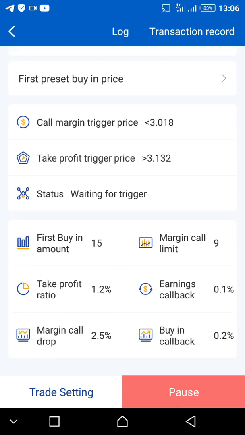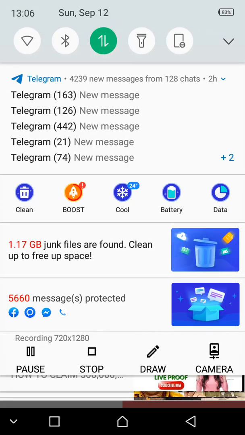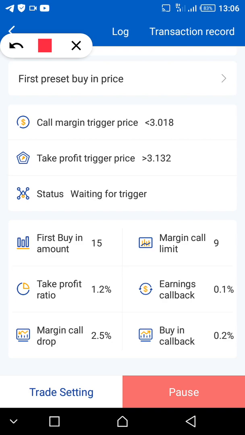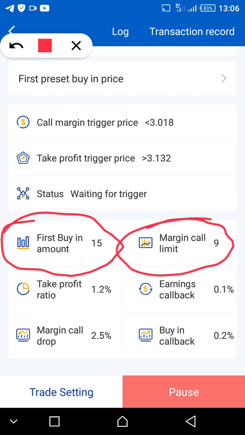Now let's go there. First buy is 15. That is how much I put. Just like in your own, you put 10. First amount in buy is 15. So my own is 50, your own is 10, right? Yes, for that first coin. Now, margin calls 9 means that I'm going to buy 9 times at 9 different prices as the price goes down. Do you get the point now?